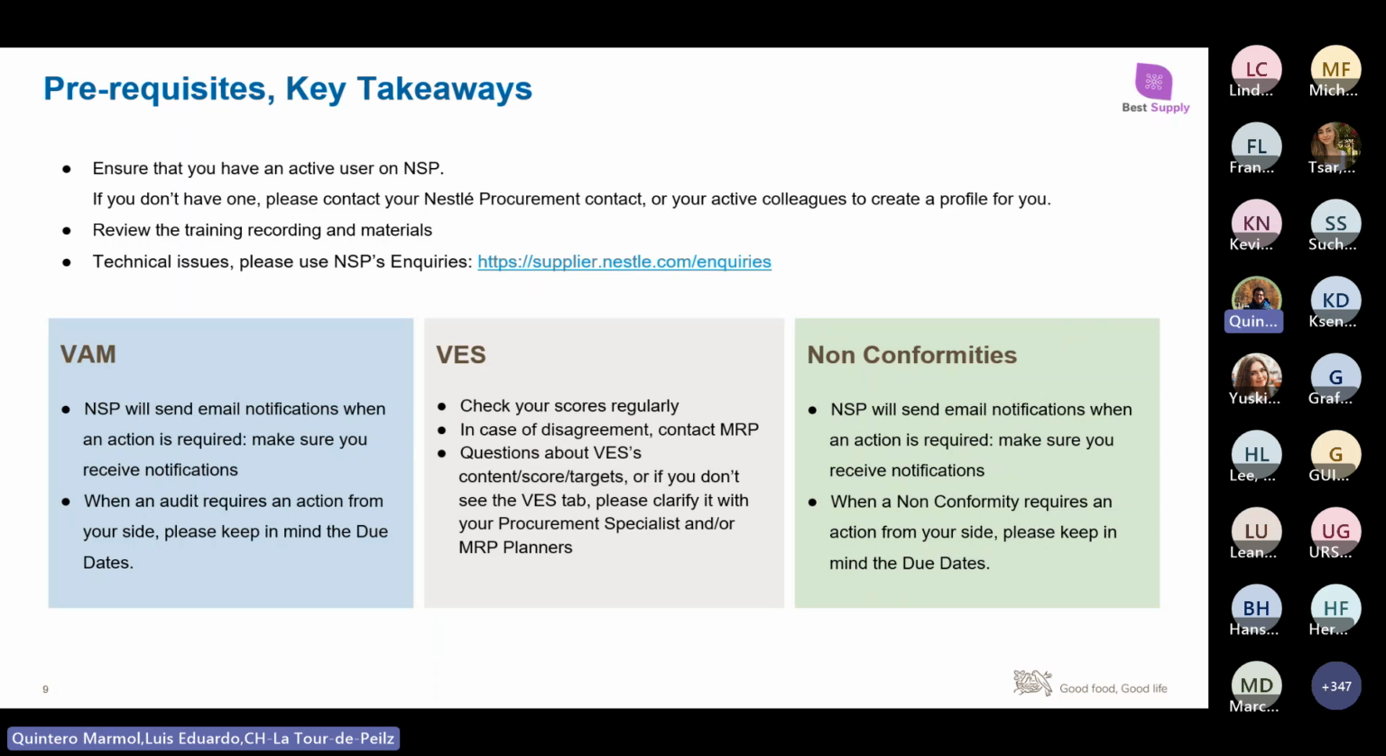If you have questions regarding the targets that you have, the score, or how the vendor evaluation scorecard is calculated, then this should be solved with your MRP planner and/or your procurement specialist from that plant, whether you are not agreeing with the information or not able to see the information. Your MRP planner will be the one able to enable this visibility for you inside of the portal.